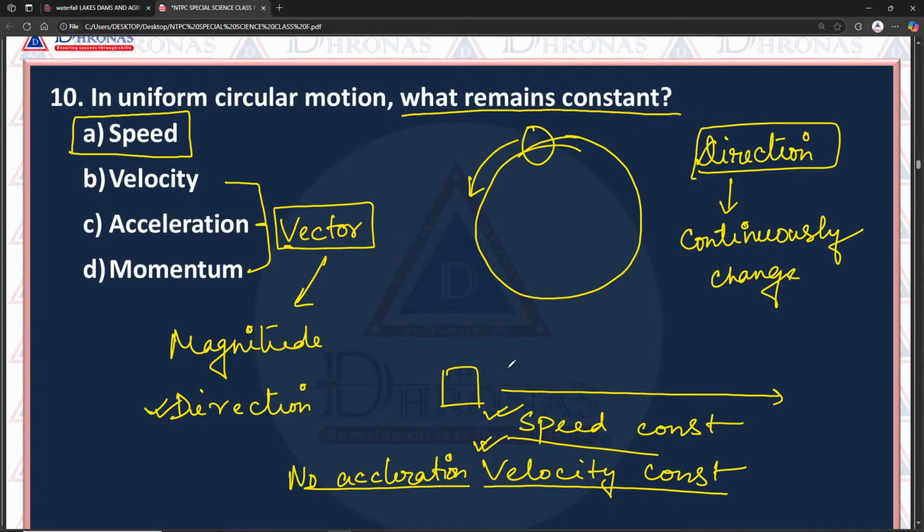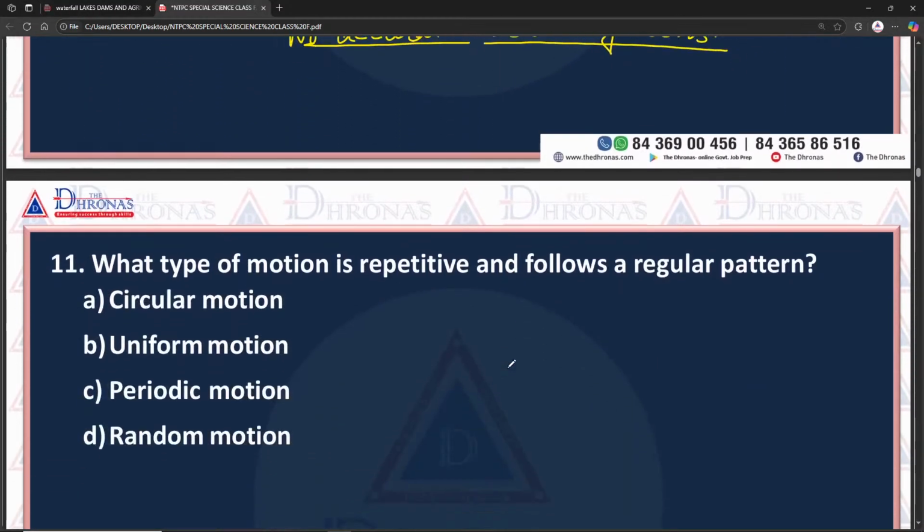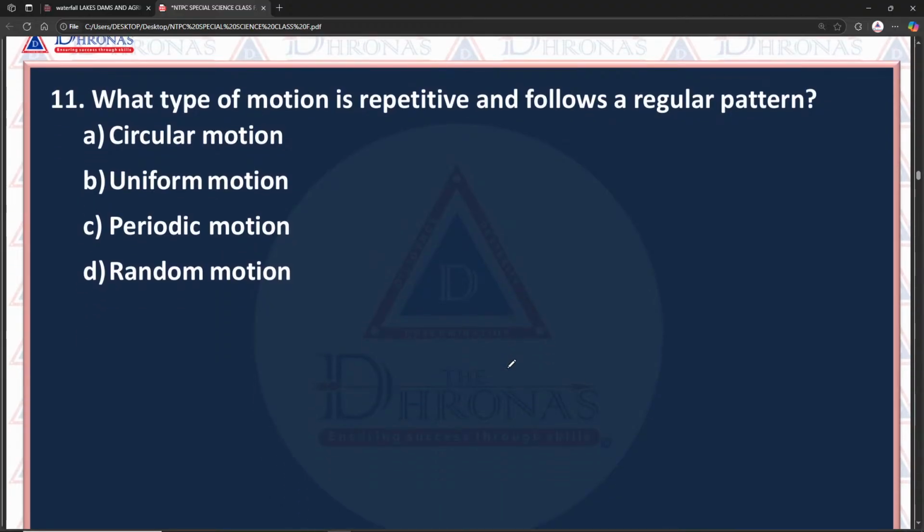Okay? Now, moving on to the next question, question number 11. What type of motion is repetitive and follows a regular pattern?